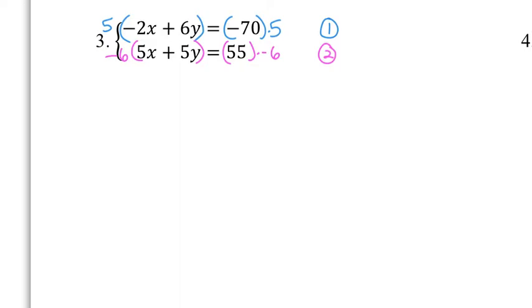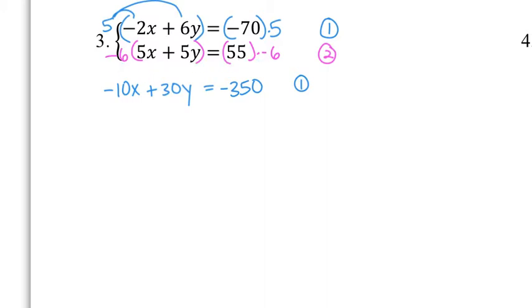Let's take that top equation. 5 times negative 2x is negative 10x. 5 times 6y is my positive 30y. Equals, on the right side, negative 70 times 5. Use a calculator if you don't know, but it's negative 350. All right, so that's my new equation number 1. That's my adjusted equation number 1.